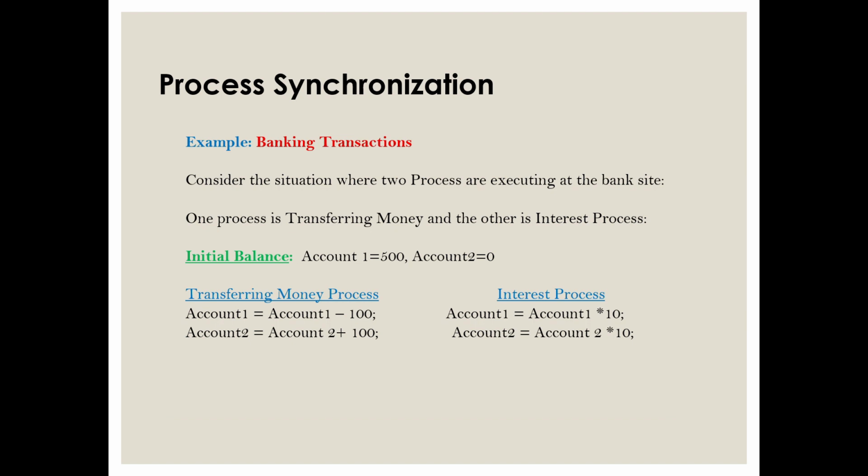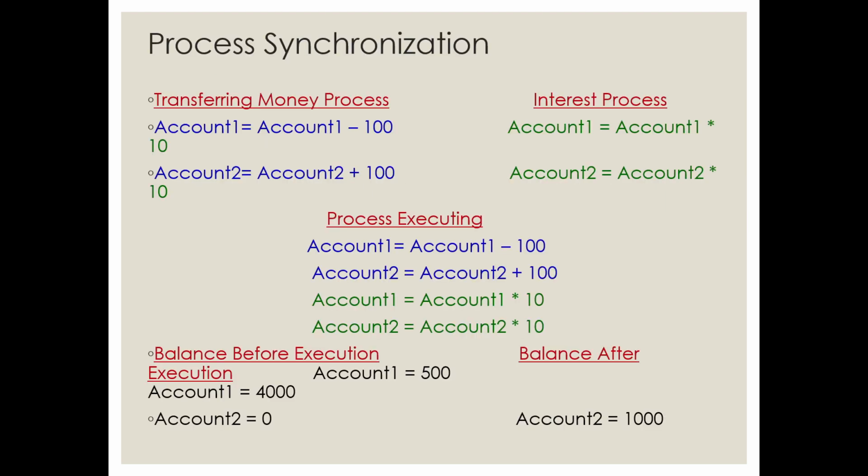Now process synchronization. Let us see an example. While doing a bank transaction, the initial amount of account 1 is 500 rupees and account 2 is 0 rupees. While transferring the amount from account 1, we transfer minus 100 rupees, and in account 2 we credit 100 rupees. So account 1 times 10 and account 2 times 10. Let me see the process synchronization.